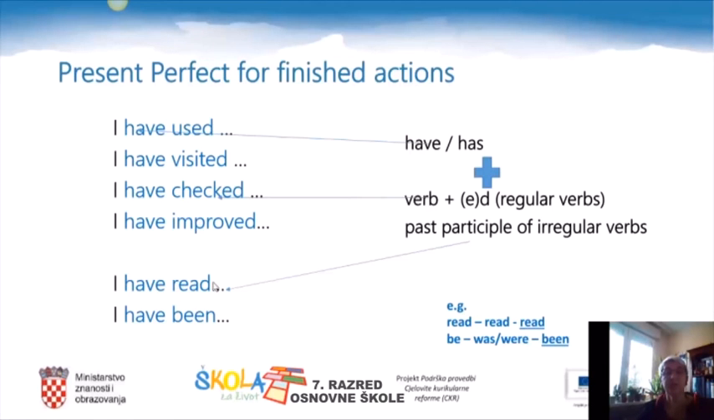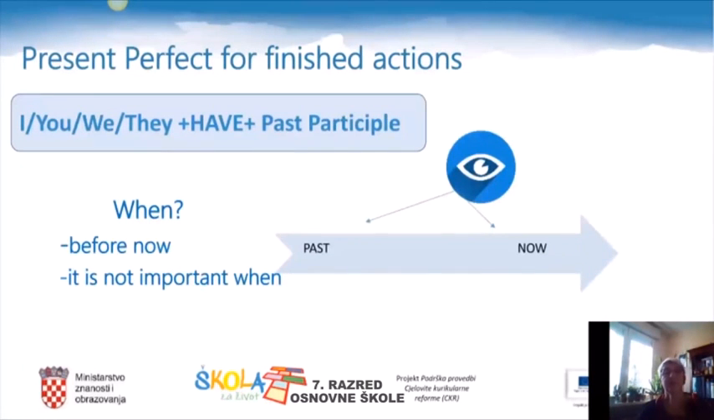Irregular verbs are those that you have to learn by heart. Like, for example, read, read, read. Be, was, were, been. You have to learn the form. Regular verbs are easy. You just add d or ed ending to the verb. Now we know the form. Let's check. The subject plus have plus past participle.